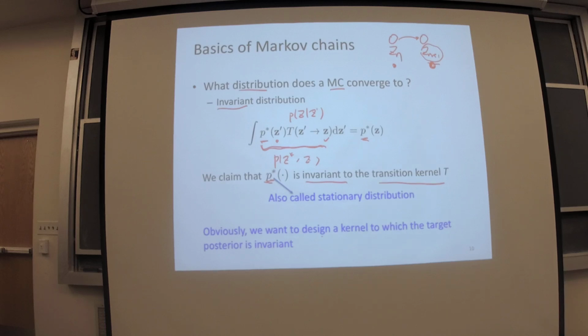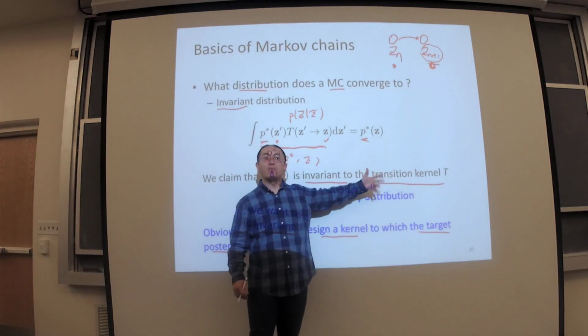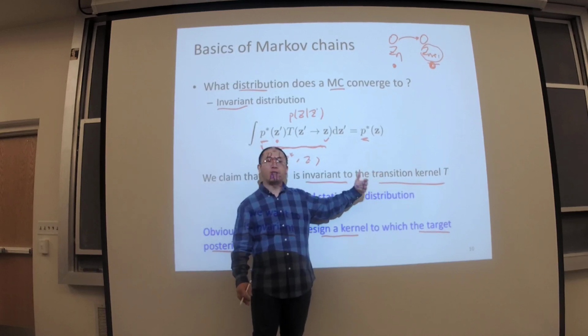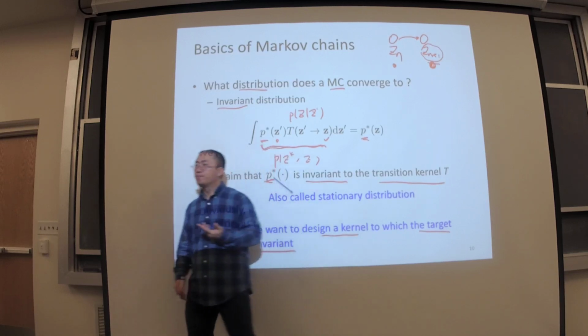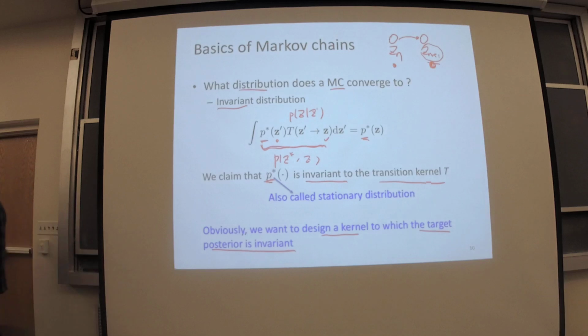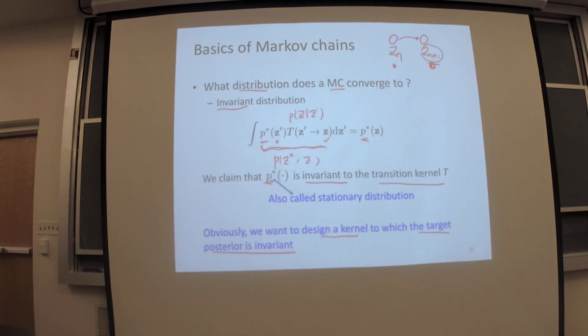Obviously, we want to design the kernel to which the target posterior is invariant. I want my target posterior to be invariant to the transition distribution. That means when I run my Markov chain, I will finally converge to this true posterior. That's the key idea. The key idea of designing our MCMC algorithm is to design some Markov chain whose target posterior is invariant to the transition kernel.